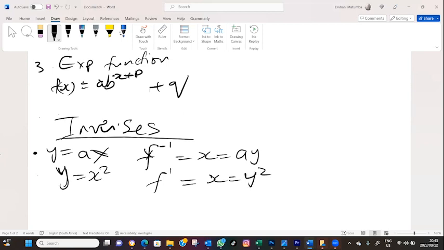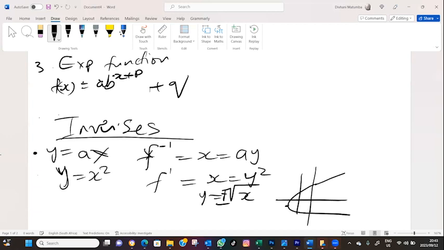Now because of that, y will be given by plus or minus the square root of x. So your graph will look like that. And it is not a function.